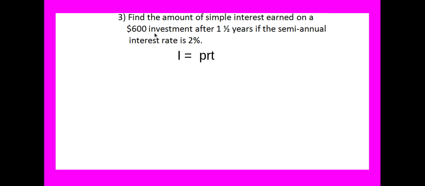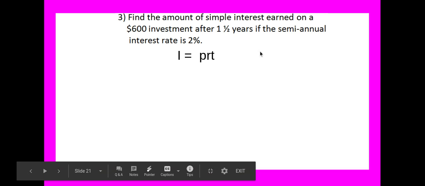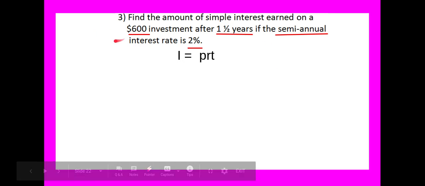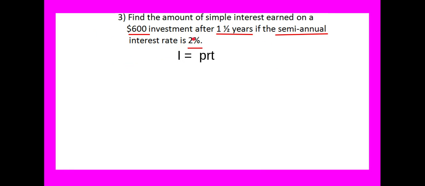Now, these are getting a little bit more complicated, so there's a lot more you have to take into account when we're calculating interest. So this one says find the amount of simple interest earned on a $600 investment after 1.5 years. I use the pointer. If a semi-annual interest rate is 2%.